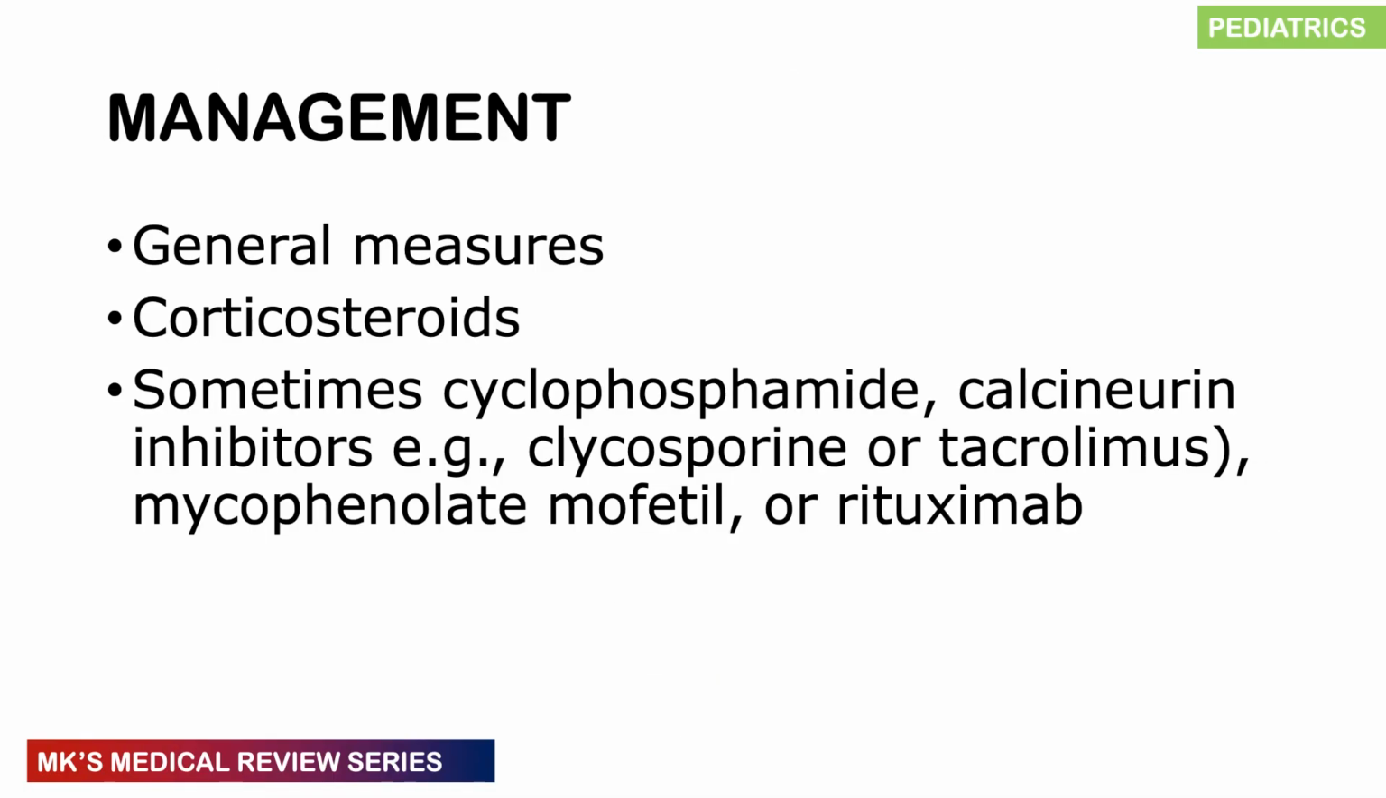How do we manage this baby or this child? So generally, there are some general measures that you could do. You could start your patients on corticosteroids. If they are steroid sensitive, well and good. There's a way in which we do the cycles. If they're steroid resistant, we can actually consider giving them other drugs like cyclophosphamide or cyclosporine, calcineurin inhibitors like tacrolimus. You may even have mycophenolate. You may even give them some rituximab.